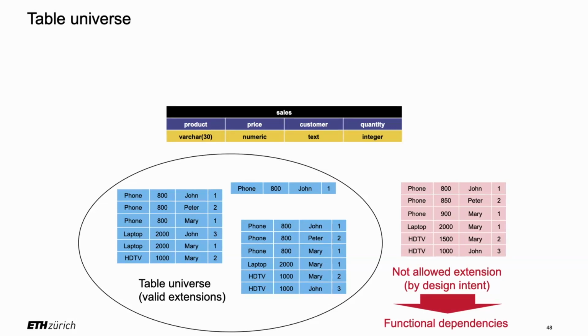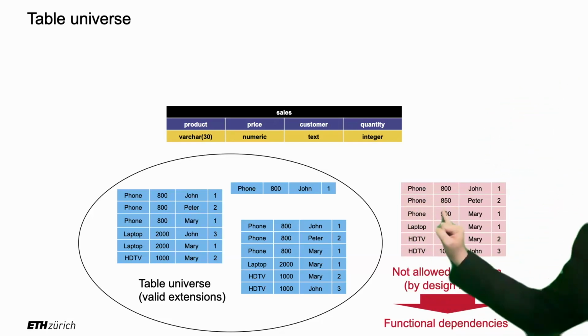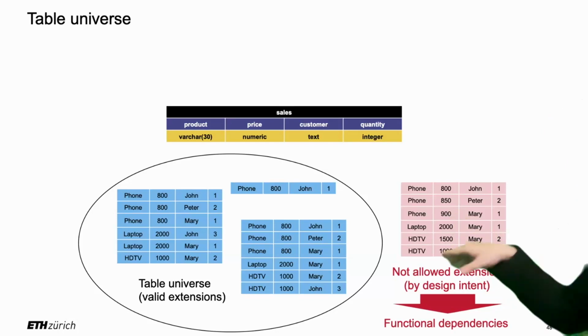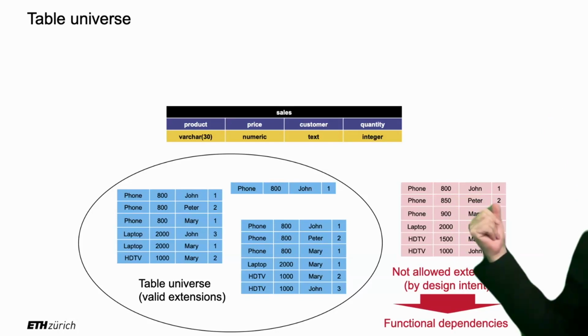This table on the right, I basically would like to disallow it. Why do I want to disallow it? Because I would like for the phone prices to be consistent. Here it's 800, 850, 900. I would like to disallow it.